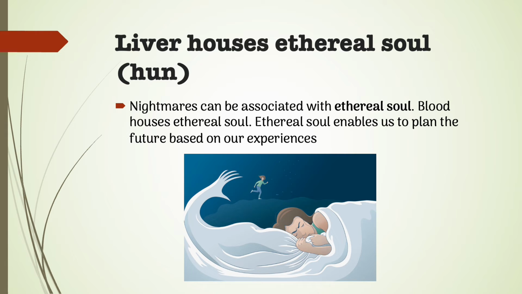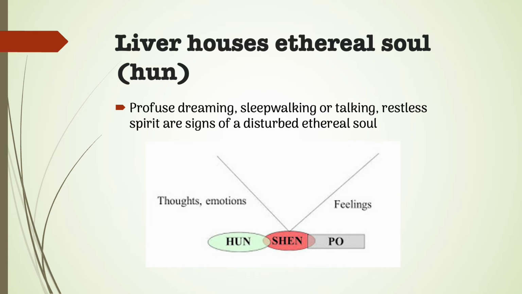Blood houses the ethereal soul. The ethereal soul enables us to plan the future based on our experiences. Profuse dreaming, sleepwalking, or talking, and a restless spirit are signs of a disturbed ethereal soul.